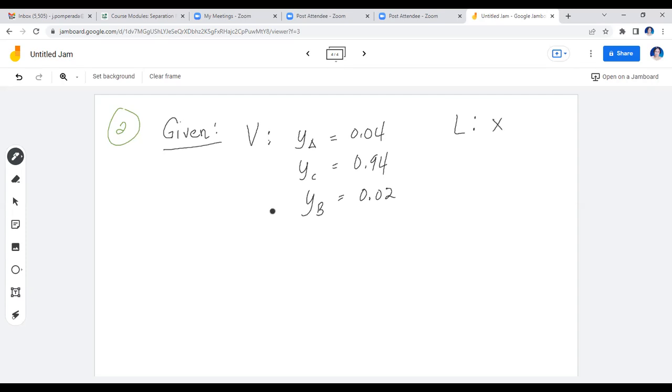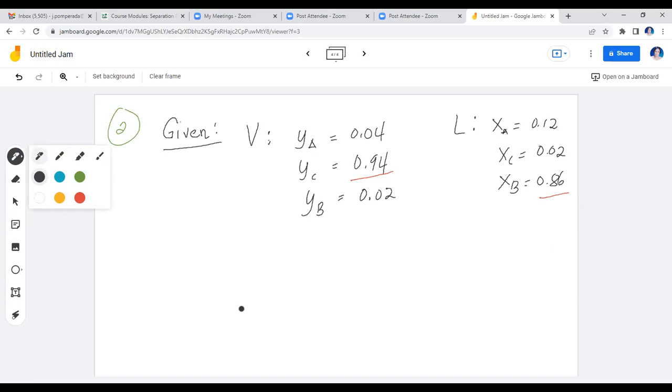For your raffinate, your XA is 0.12. Your XC is 0.02. And your XB is 0.86. So true to its name, your extract is the solvent-rich layer, and your raffinate is the water-rich layer. Okay, now we are asked, or by the way, what else do we have in here? I have placed the compositions already.